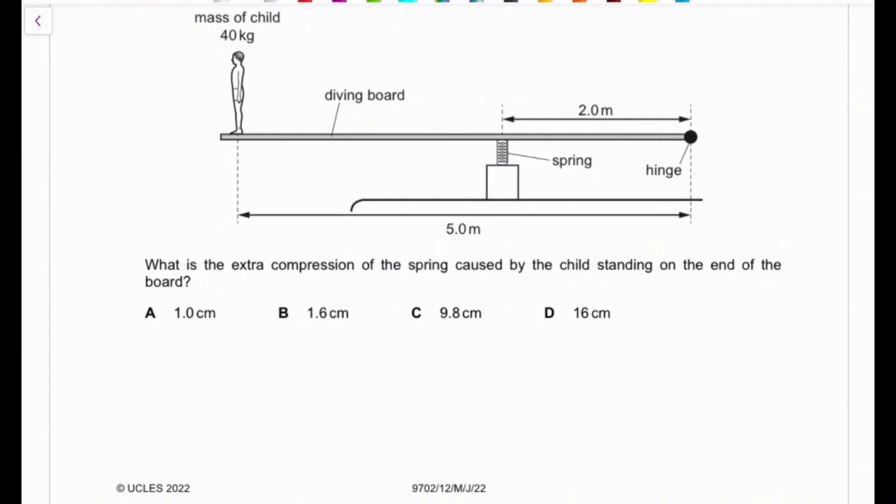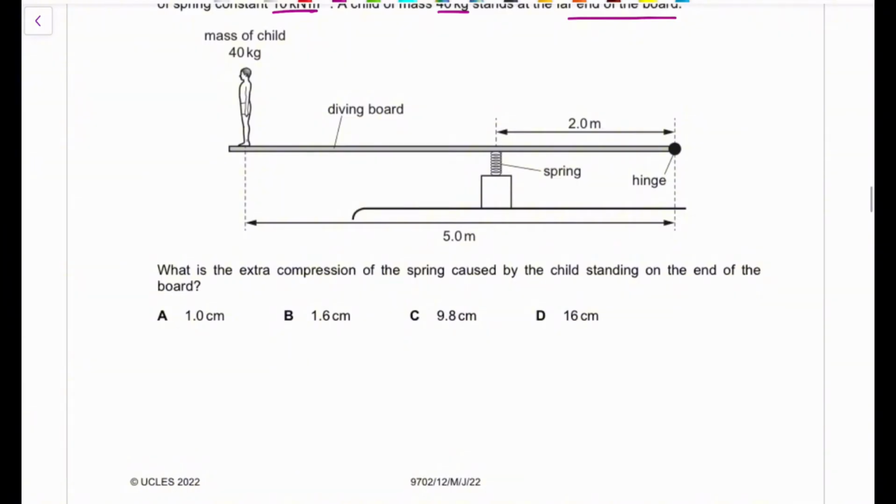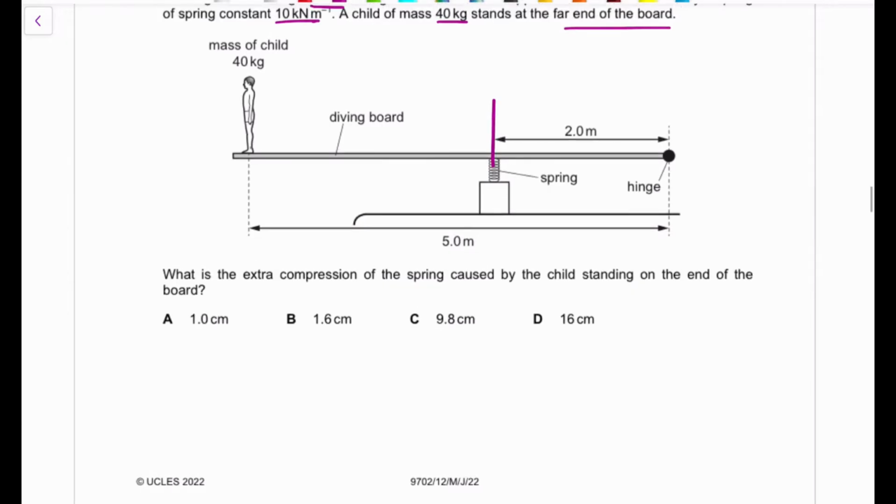So the board is going to compress the spring, but the spring is going to exert a force upwards, because it doesn't want to be compressed. It's going to say no. It's going to exert a force up, but the body is going to compress it either way. The spring is not even that strong. So this is the force acting upwards from the spring, and the child is going to exert a force acting downwards. They're about to jump.